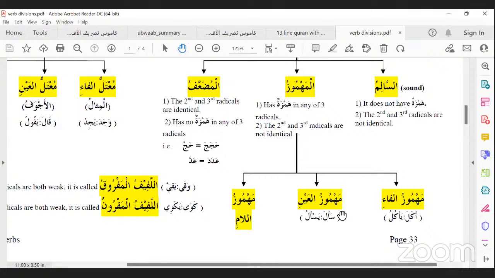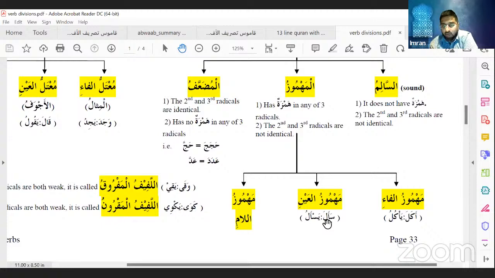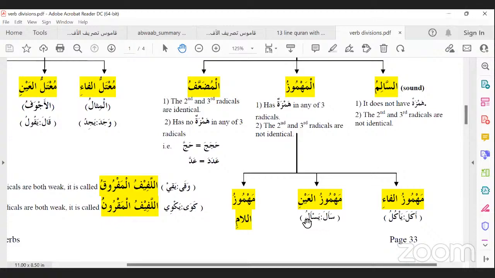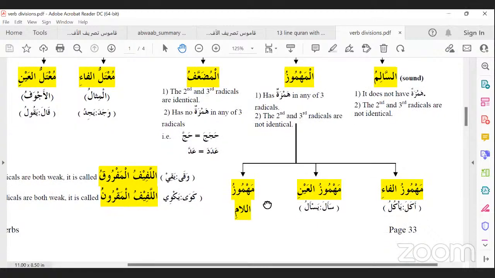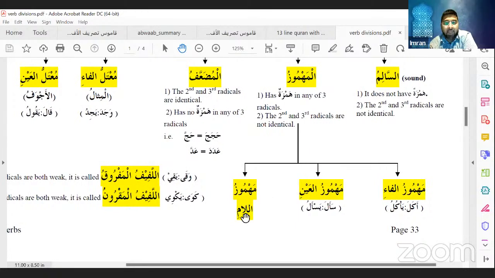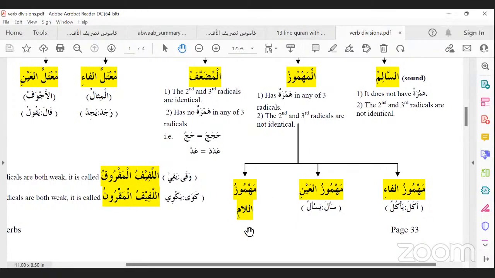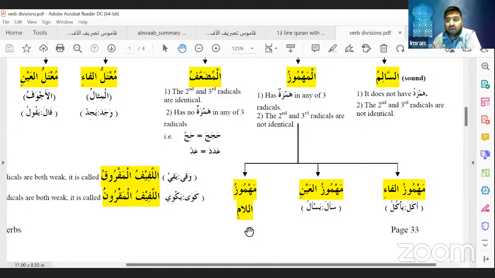Mahmuzul ain is sa'ala, yas'alu. Sa'ala is questions, right? Yes, sa'ala, he asked, and yas'alu is he is asking. And mahmuzul lam. You didn't give any examples. Okay, an example of mahmuzul lam is Surah Alaq. Iqra means to recite or read, and it's from qara'a.